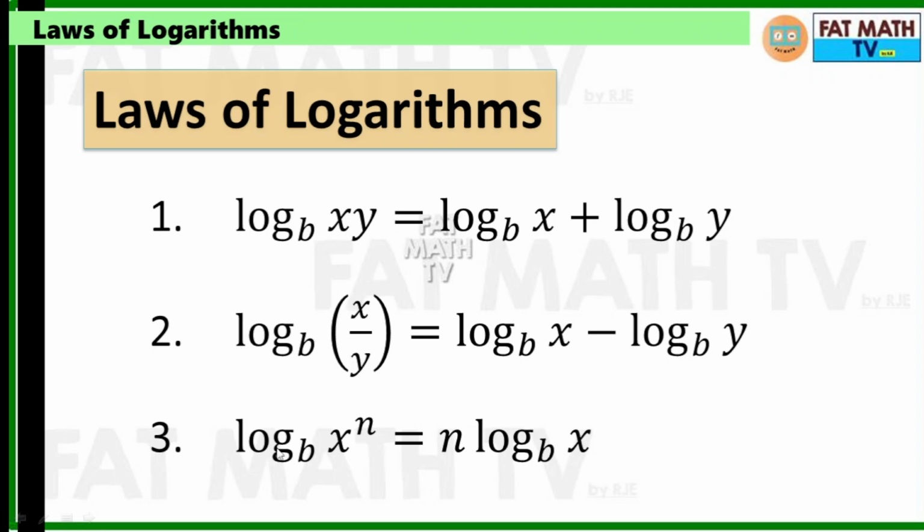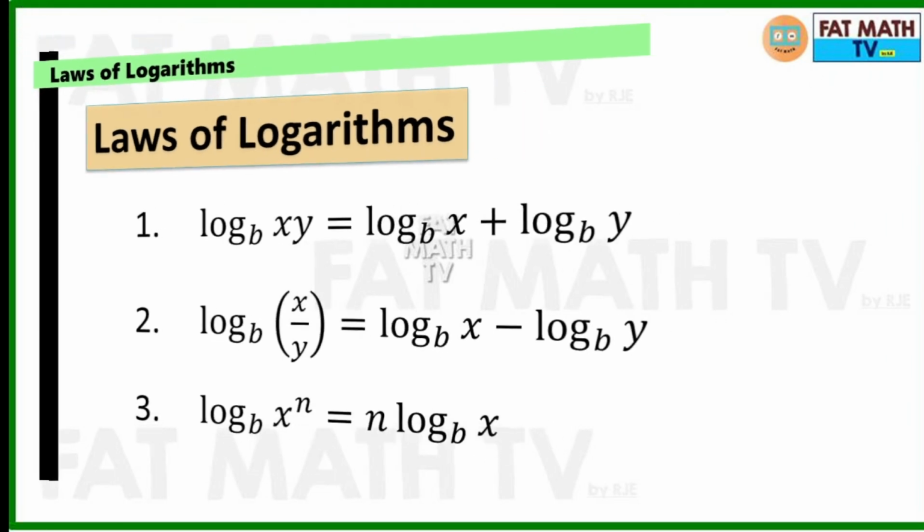And number 3, the logarithm of x raised to n to the base b is equal to n times the logarithm of x to the base b. So the exponent of x here, which is n, becomes the coefficient. Or if you have a coefficient here, you can make it the exponent of x. Let us apply these laws of logarithms to several examples so that you will be more familiar with them.